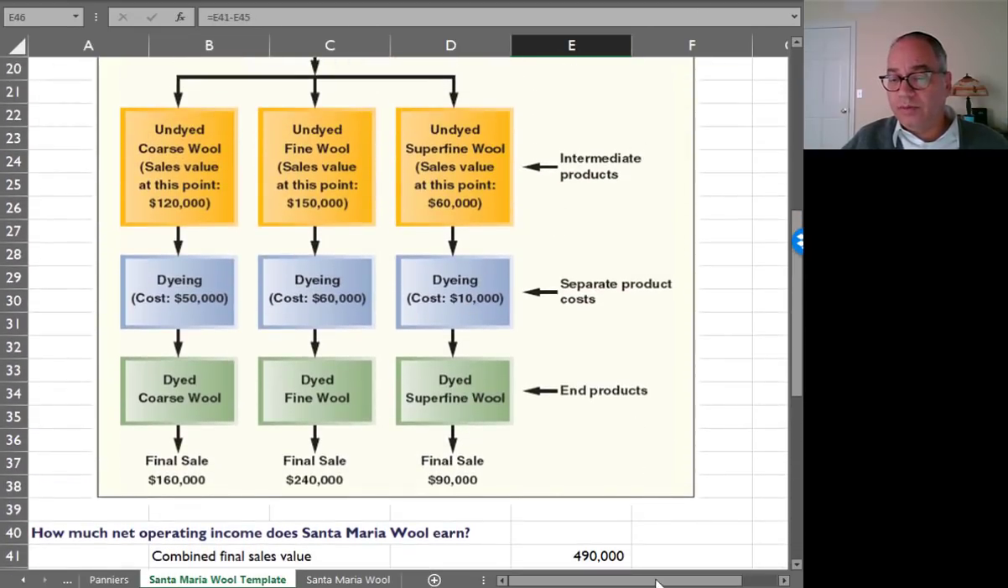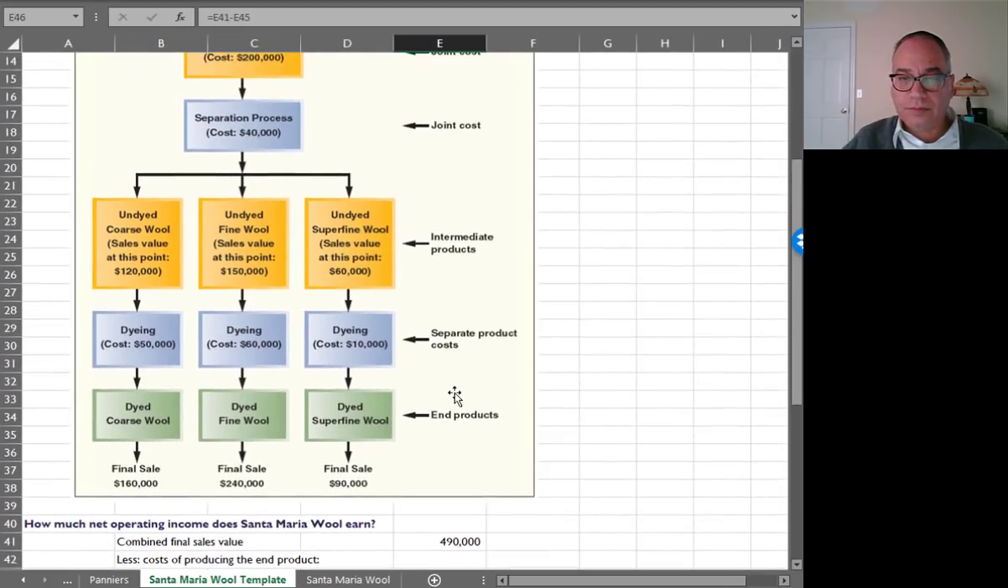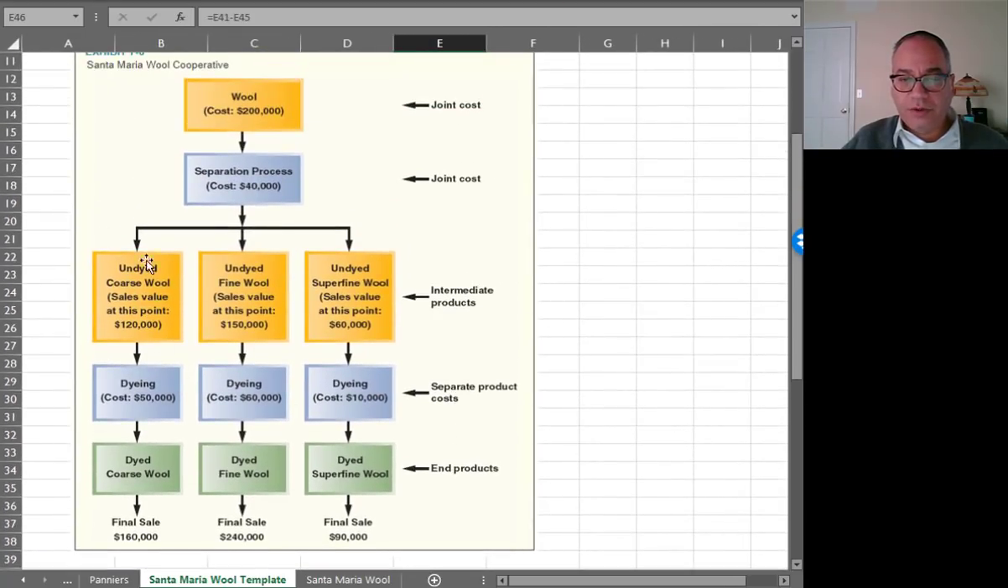So what you would be doing basically in this diagram is you'd be selling the undyed coarse wool, and then dyed fine wool, and dyed super fine wool.